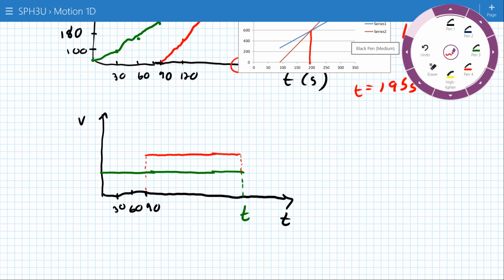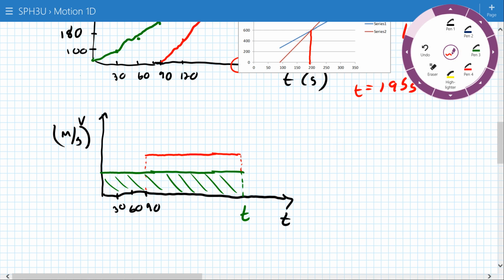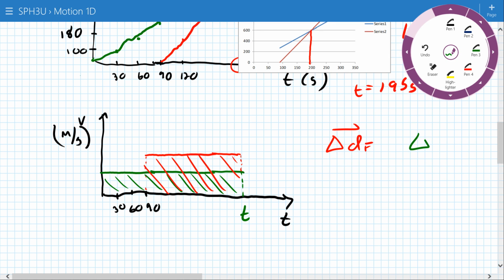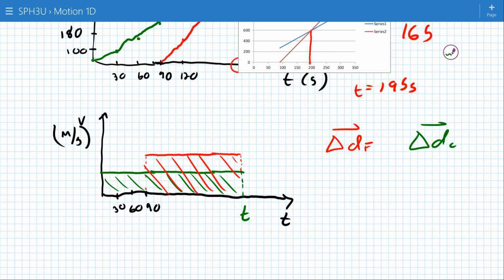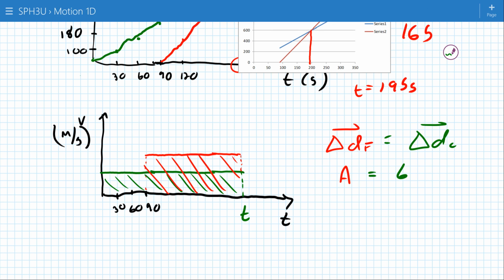Now, how is this useful? Well, we want the displacement of the two objects to be equal to one another. So what we can recognize is that if the displacement is the area under these curves, and their displacements are going to be equal, then the red and green shaded areas that I just wrote are going to be equal. So the displacement of the father has to be equal to the displacement of the child, and that means that the area of the red curve has to be equal to the area of the green curve.